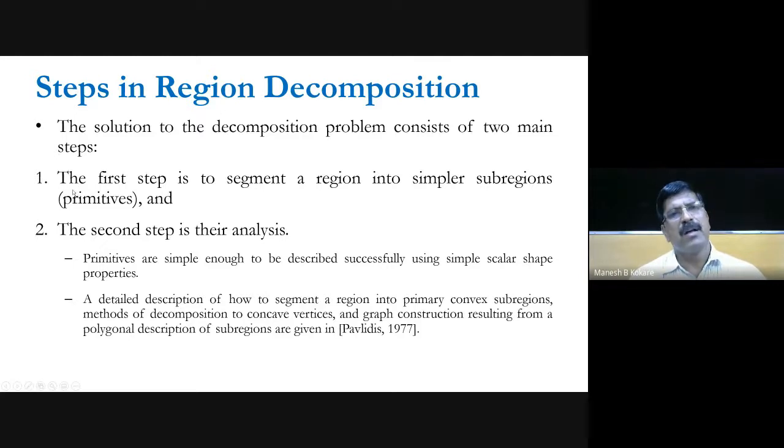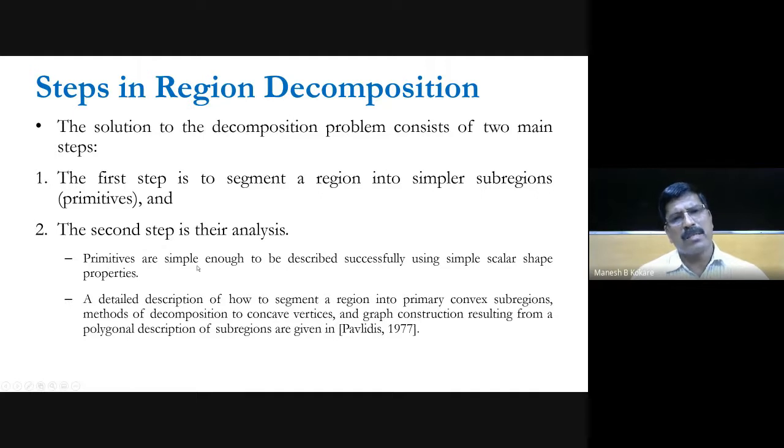The first step is to segment a region into simpler subregions or primitives. So a complicated region is given, and from that you have to segment it into simpler regions. Those simpler regions will represent the primitives of that graph. And the second step is their analysis. We have to do the analysis of that one.